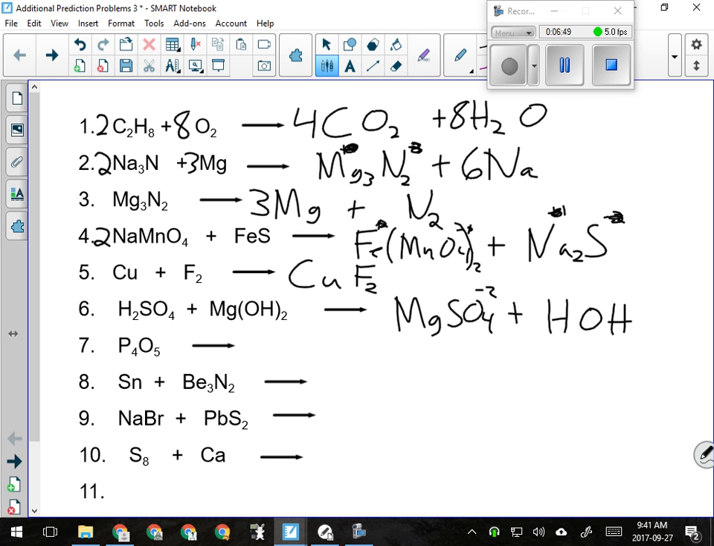Okay, this one is a -2, this one is a +2. They're already balanced. Now I have to balance the whole reaction. It seems like a 2 here would probably do it.